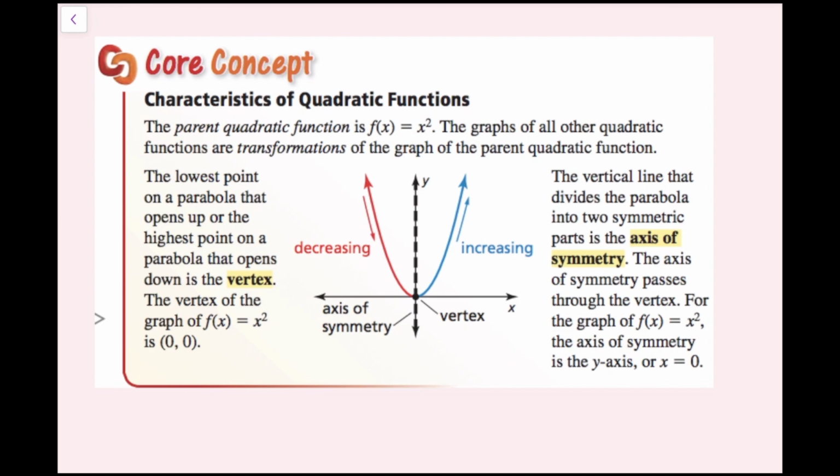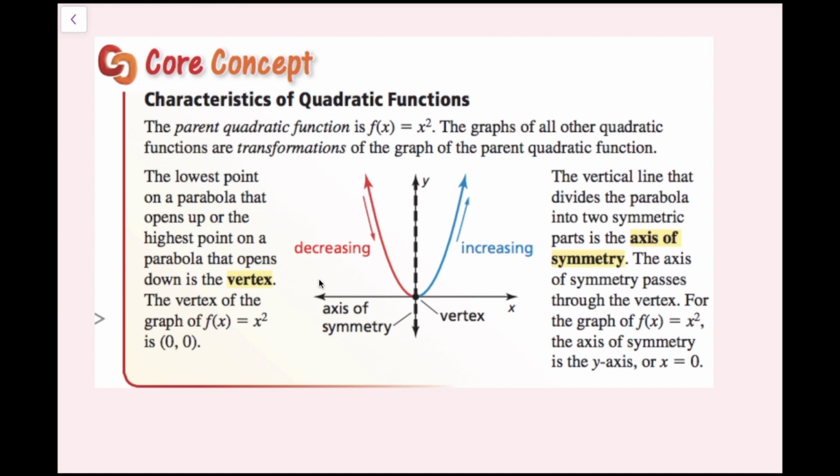The vertical line that divides the parabola in two symmetric parts is the axis of symmetry. The axis of symmetry passes through the vertex. For the graph of f of x equals x squared, the axis of symmetry is the y-axis, or x equals 0. So here we have our parabola.